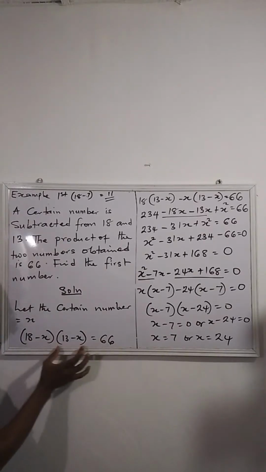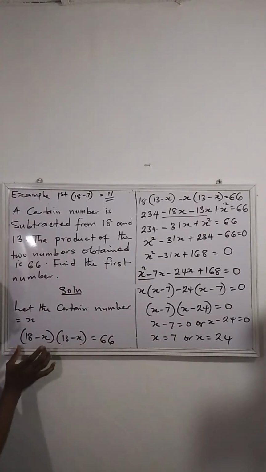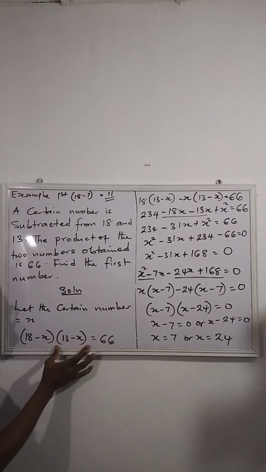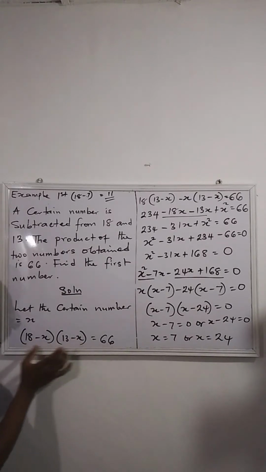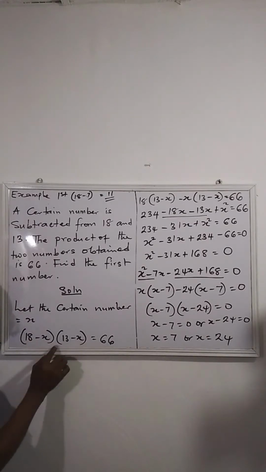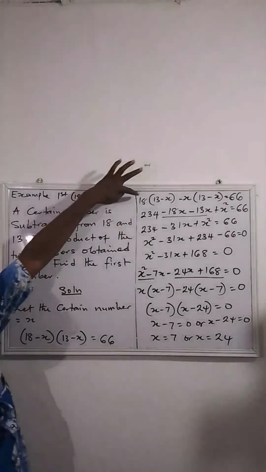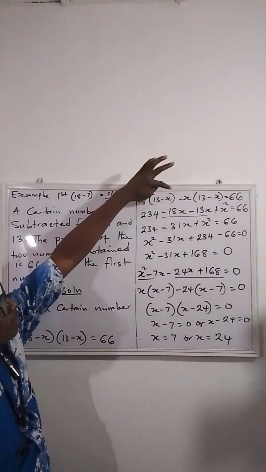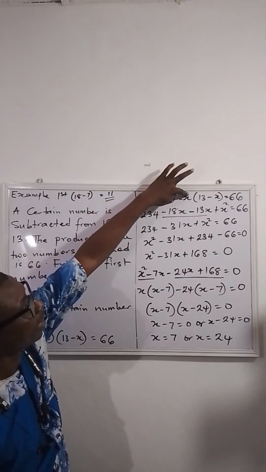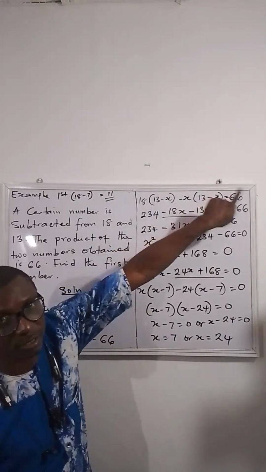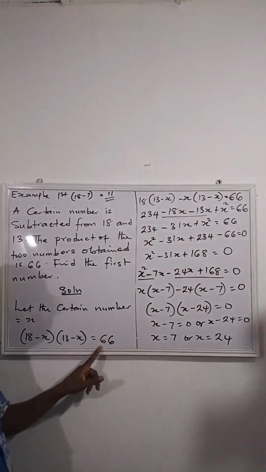After subtracting, I multiply the two together, as you can see now. So these two are multiplying each other. So this is the first number and this is the second number after subtracting x from it. Okay, so now you multiply this and this, so you can multiply by expanding. So use this 18 to multiply everything we have here, and also minus x to multiply everything we have here, and that's what we did here. So 18 times (13 minus x) minus x times (13 minus x) equals 66.